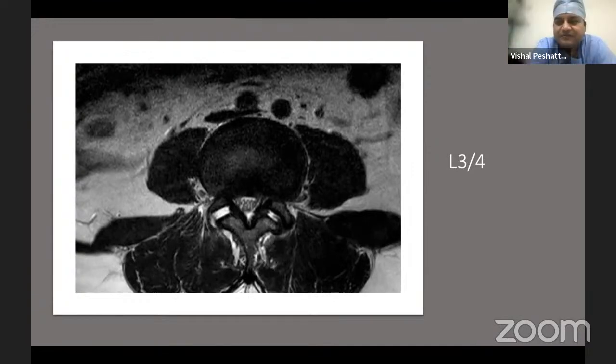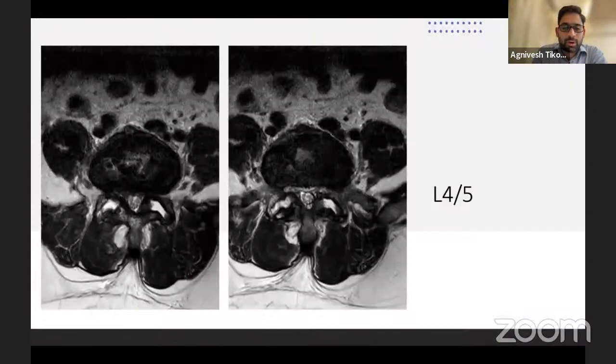Yes, Agnivesh. What do you think would be your treatment plan? Two-level fusion, but would you want to do MIS, or would you want to do a conventional approach, or how would you like to go about it? Why do conventional when you can do both of it MIS?